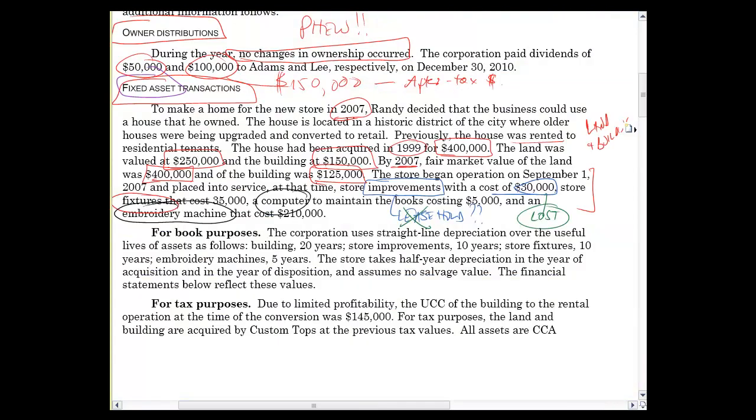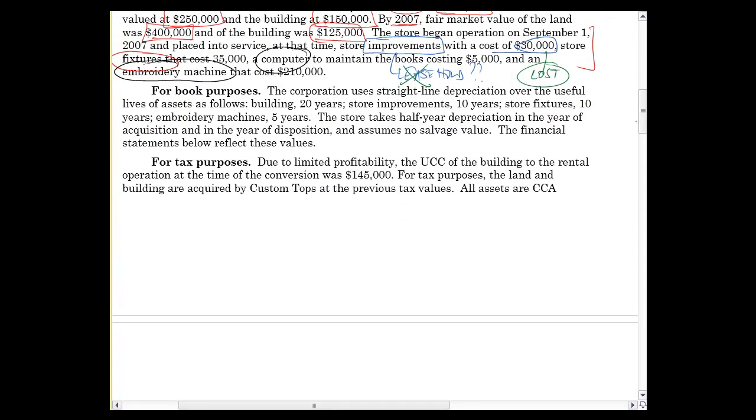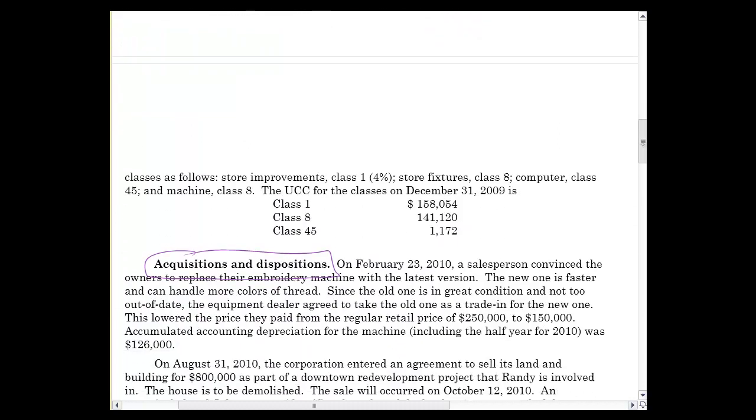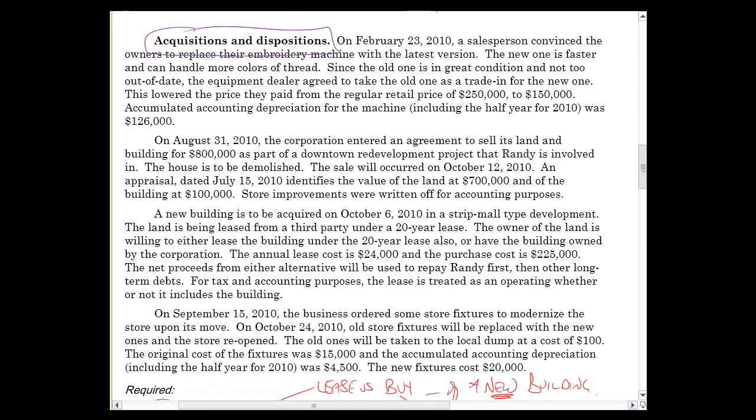So then it gives us some information about these assets, which we are just on a quest to learn to list them. So we're going to skip this for now. We will need this information, but for now we're skipping it because we just want to know what assets are in play. So then we read on and we say in February of this year, a salesperson convinced the owners to replace, oh no, please no, not the replacement property rules, their embroidery machine with the latest version.